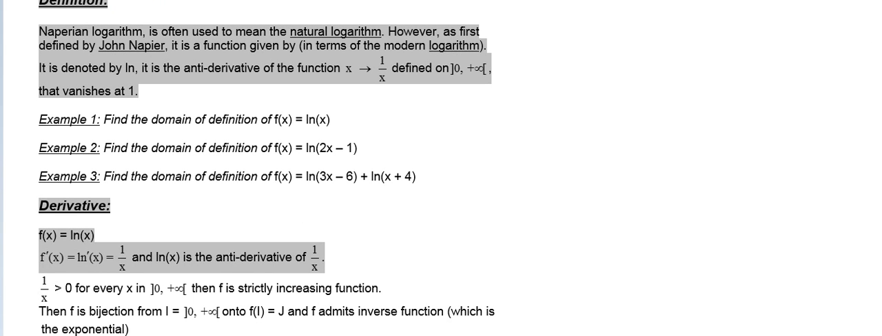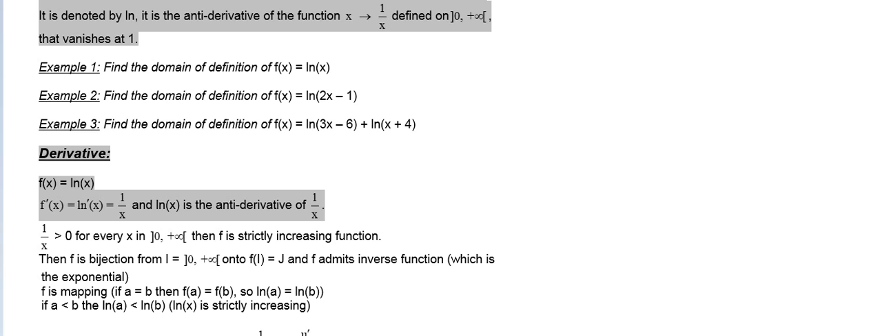In terms of modern logarithm, it is denoted by ln. It is the antiderivative of the function x maps to 1 over x. I will talk about that when I talk about the derivative. It is defined on 0 to plus infinity, open at 0, so it's from 0 plus and above, and vanishes at 1. We will see all of this when we start.